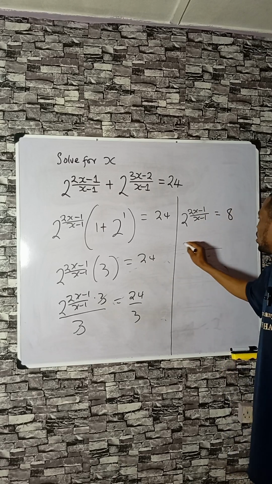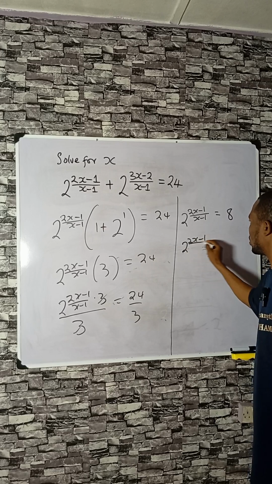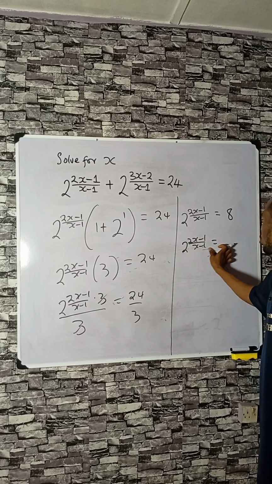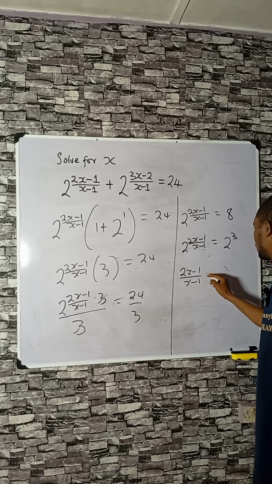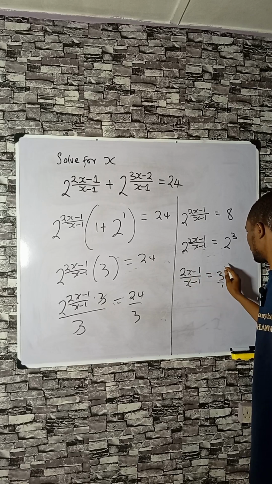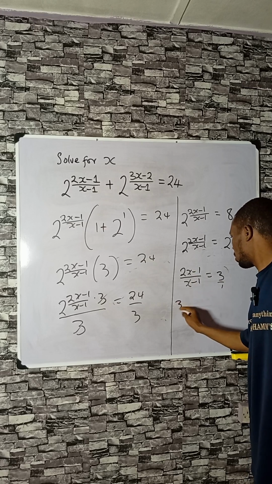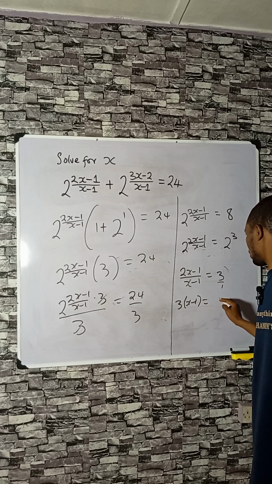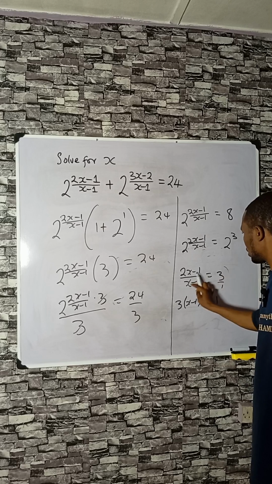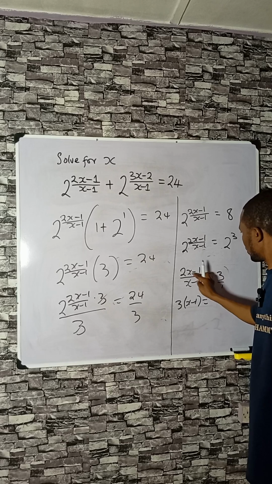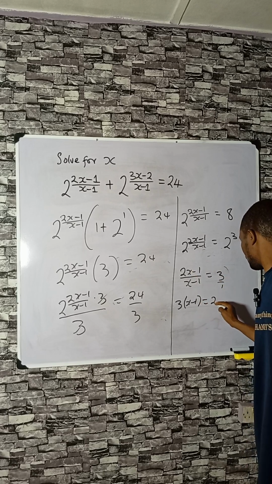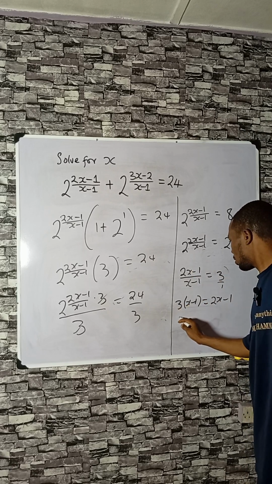8. Then we can have this to be 8 is 2 cubed. Having the same base, we can equate the powers, the base will go. Then we cross and multiply to have this times this, and this times 1. That will be 3 into x minus 1 equals to 1. Equals to this time, you got 2x. This multiply this, and this takes care of this. 2x minus 1. So clear the bracket.